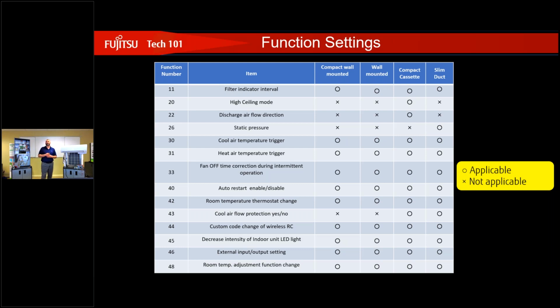We also have static pressure, which is going to be one of the most common function settings that we're going to use anytime we're installing a slim ducted unit. We're going to have to go in there and adjust our static pressure. That's function code 26. And then, just going through the line there, you can see which type of indoor unit can use which type of code and so on and so forth.